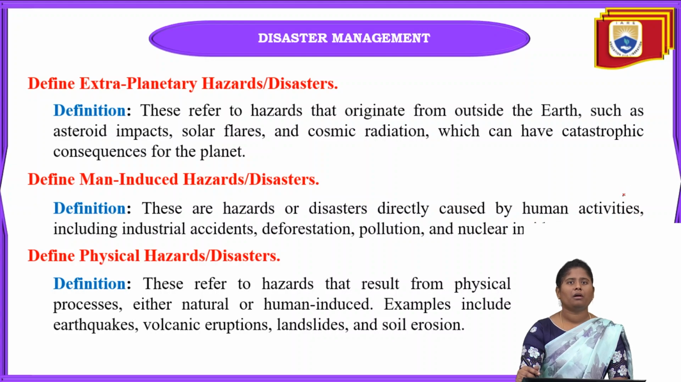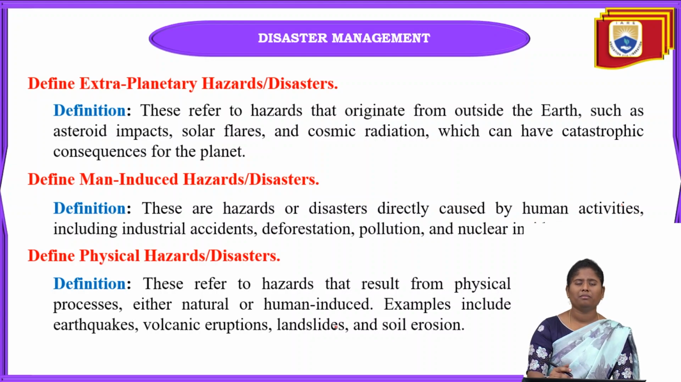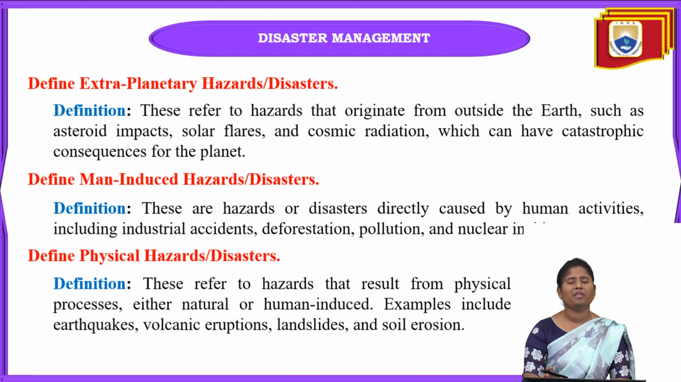Next one is man-induced hazards. These disasters are directly caused by humans, and can include industrial accidents, deforestation, pollution and nuclear incidents. And next, define physical hazards or disasters. Here we refer to physical processes that may include earthquakes, soil erosion, landslides and volcanic eruptions. These all come under physical hazards or disasters. Mainly, some of these hazards can be man-induced or naturally occurring also.